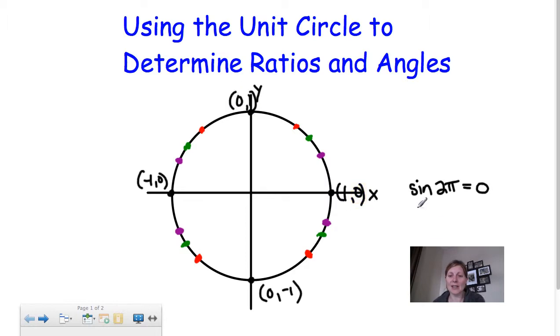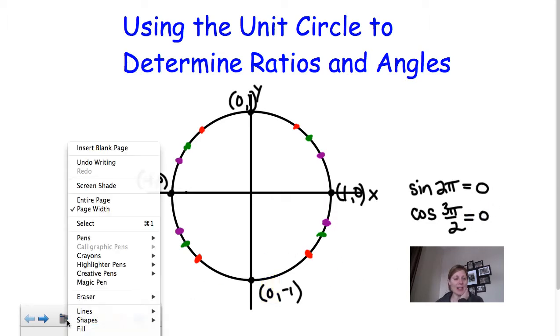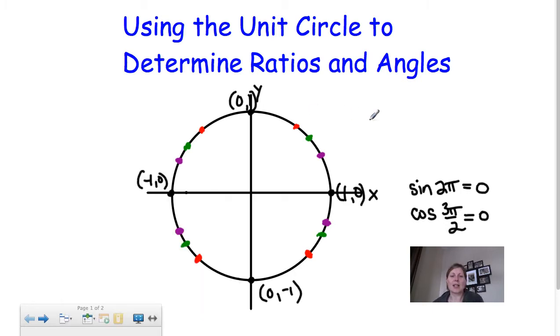So again, as another example, I could ask you to calculate what is the cosine of 3 pi on 2. Because this is 1 pi on 2, 2 pi on 2, 3 pi on 2 down here, and cosine is the x guy, the cosine of 3 pi on 2 happens to be 0. Okay, so then we went on to find more values.